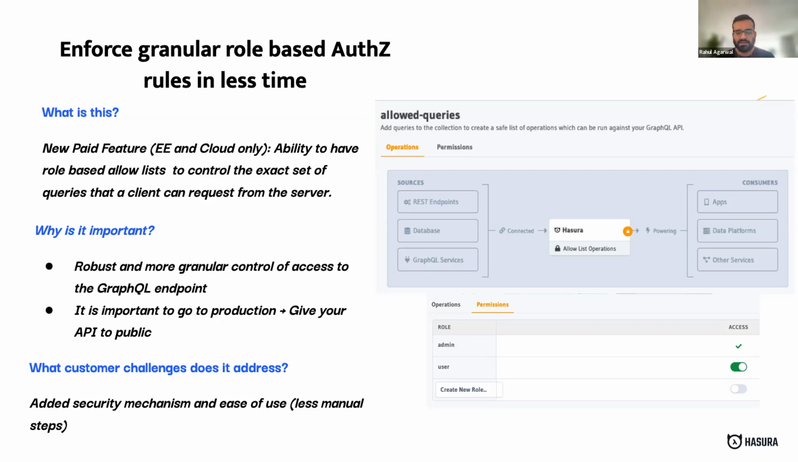It's usually in production, when this added level of security and the ability for your clients to not misuse the GraphQL API or the upstream server, is where this feature really comes into play. And apart from the added security mechanism, I think the value add here is the ease of use of just managing these different roles and collections, and I'll go through that in the demo.